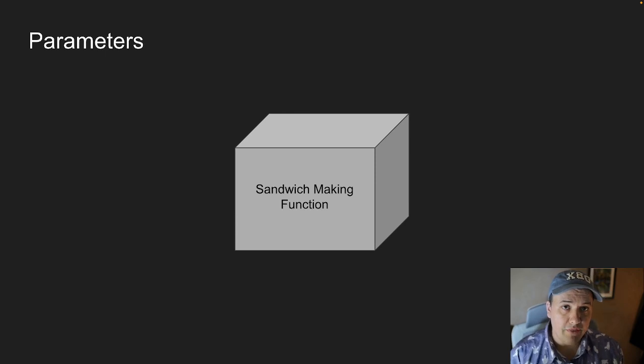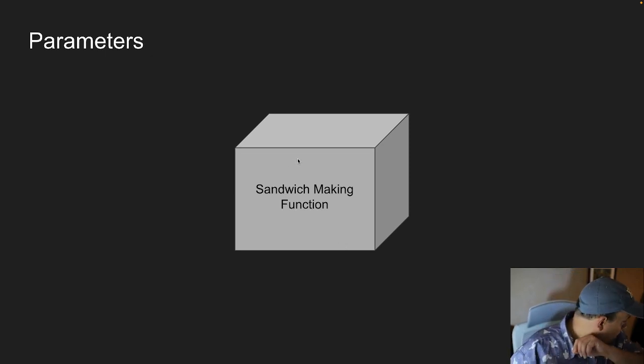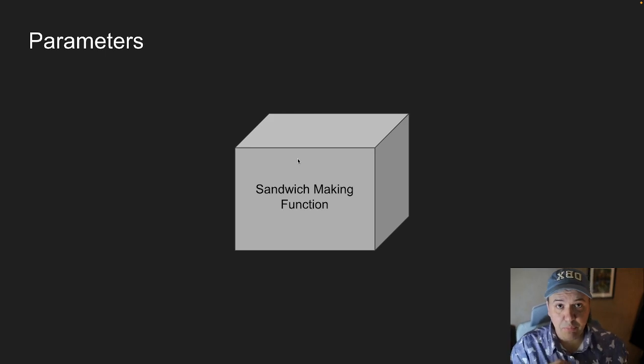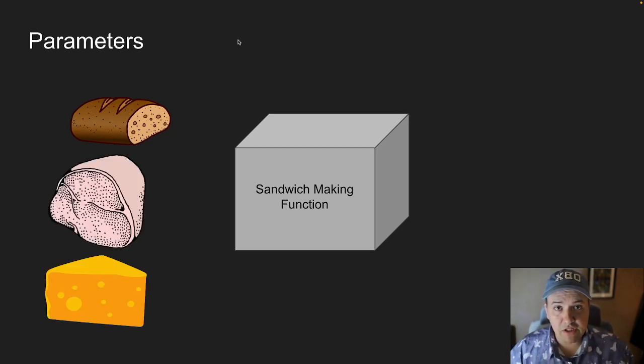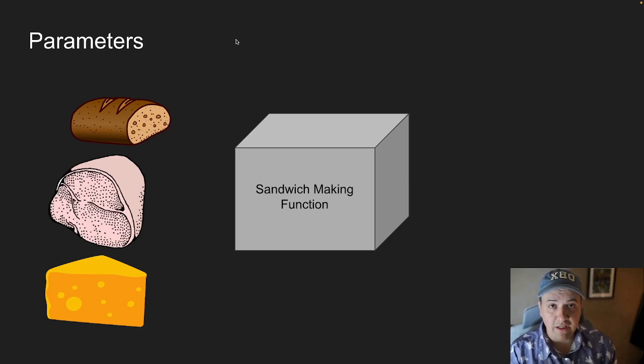But if we wanted a function that could make different kinds of sandwiches, we're going to have to pass it different kinds of ingredients. When I say pass it, what I mean is put into the function information, or in this case, ingredients, like, say, bread, ham, cheese. We would take all of these ingredients and we would put them into our function.